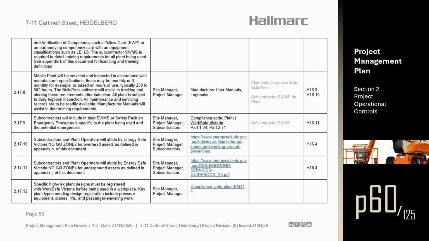Section 2.17.12. Specific high-risk plant designs must be registered with WorkSafe Victoria before being used in a workplace. Key plant types needing design registration include pressure equipment, cranes, lifts, and passenger elevating work platforms. Registration is mandatory under the OH&S regulations. The Hallmarc plant induction process will prompt these checks.